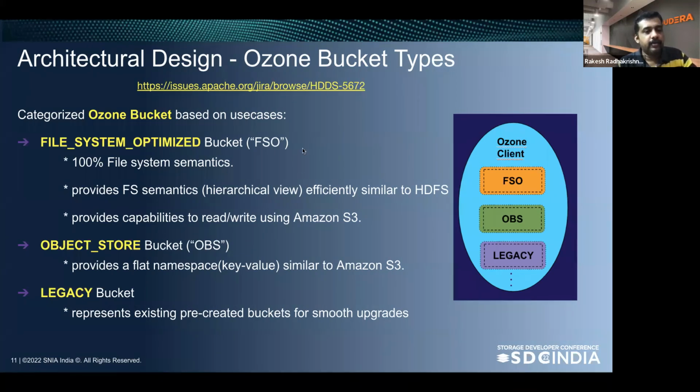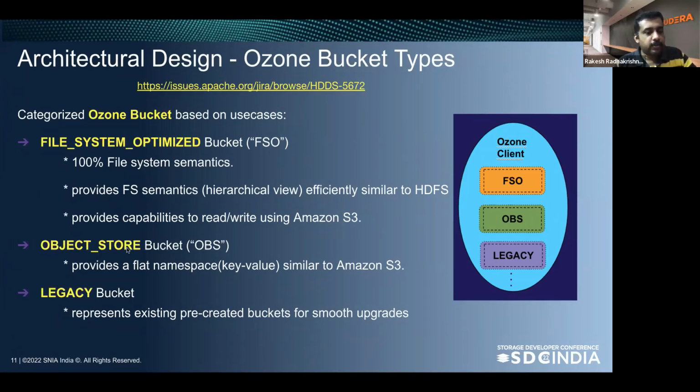A new attribute we have added to the existing buckets. Since we have already volume and bucket in place, it was easy to add a new attribute to the system. And using it is based on the various use cases. We have categorized buckets into various use cases, like file system optimized bucket, which provides 100% file system semantics. Also, it provides the same hierarchical view similar to HDFS, and we are providing additional capabilities to make use of the file system optimized bucket to read and write using Amazon S3 protocols.